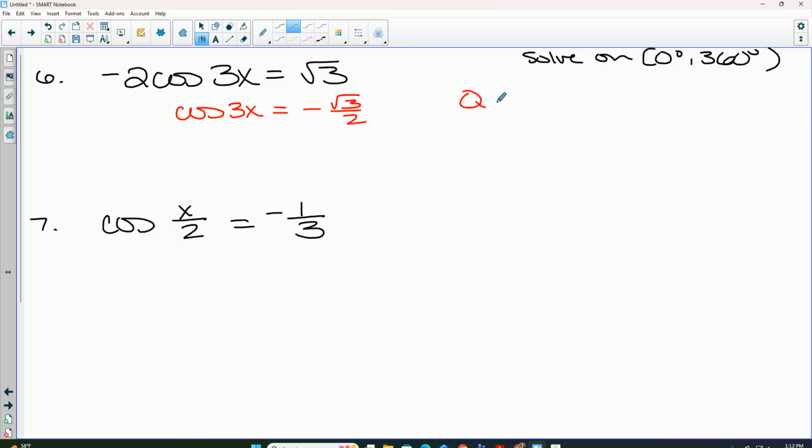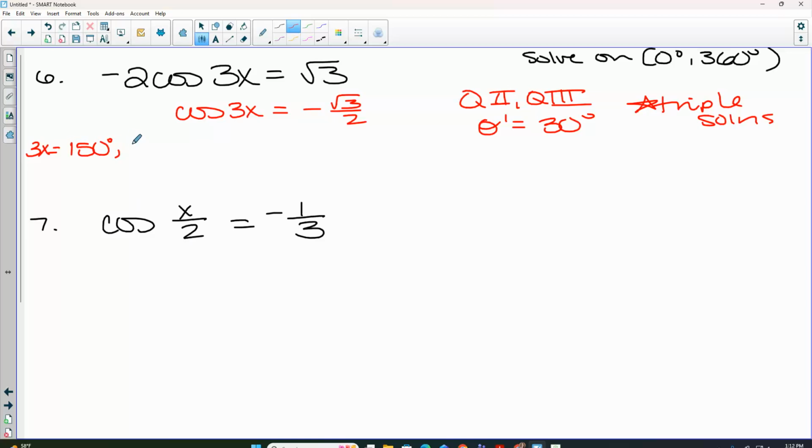Okay, quadrants. When is cosine negative? Reference angle. When is cosine the square root of 3 over 2? 30 degrees. Okay, so what does the 3x tell me? So my angle, 3x, can equal, in quadrant 2, 180 minus 30 is 150. Quadrant 3, 180 plus 30 is 210. How do I get my triple solution?